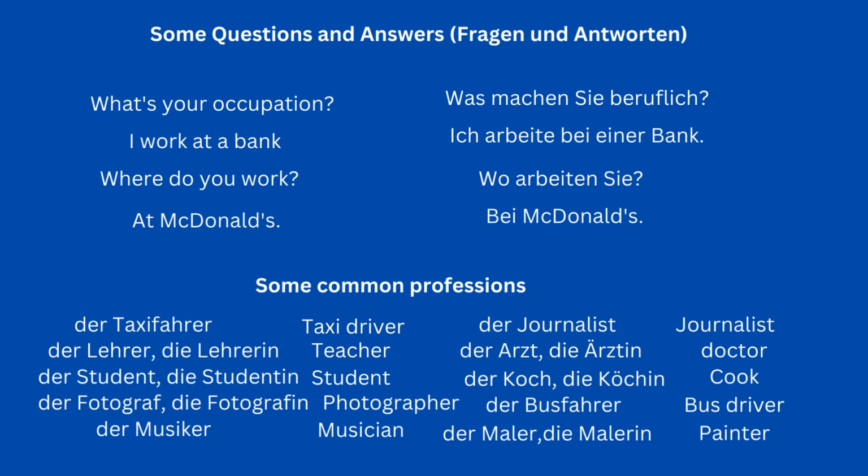Some questions are answered. What is your occupation? In English you say, I'm a student, or he is an architect. In German, you leave out the a or an. You will say instead, ich bin Studentin or ich bin Student. Er ist Architekt.